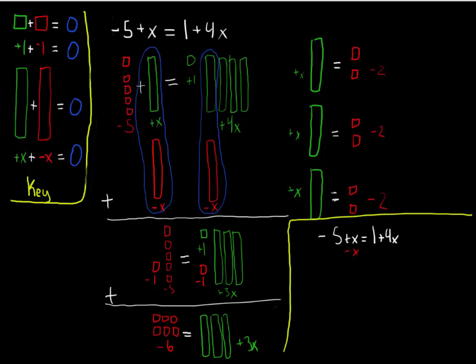I began by subtracting a single x from both sides and got -5 equals 1 plus 3x. Next, I added a negative unit to both sides. The result here was -6 equals positive 3 unknowns, or positive 3x. The last step was to divide both sides into 3 equal groups, the result of which was x equals -2.